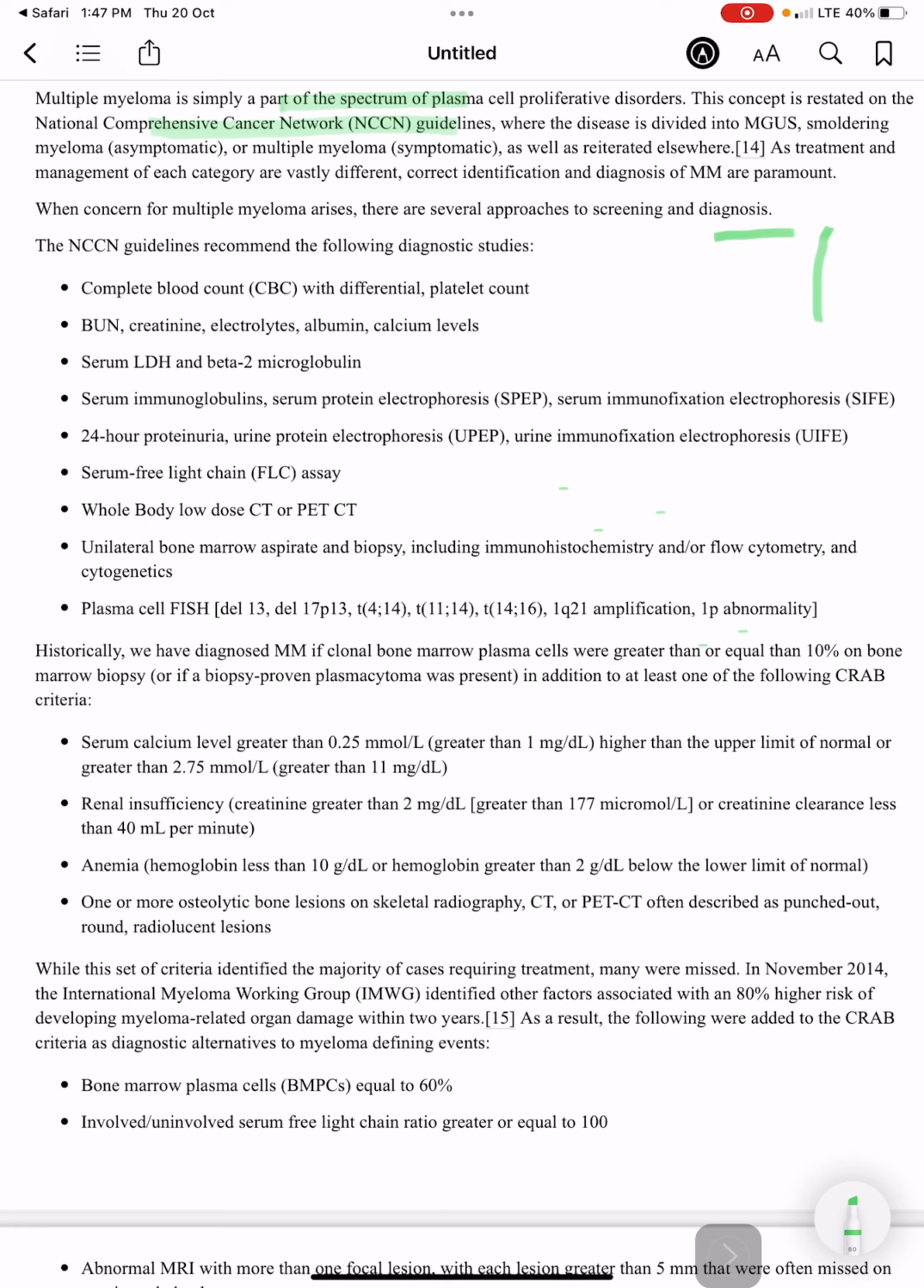So the disease is divided into MGUS, monoclonal gammopathy of undetermined significance, smoldering myeloma, which is asymptomatic, or multiple myeloma, which is symptomatic. Treatment management of each category is vastly different, and correct identification and diagnosis of multiple myeloma are paramount. When concern for multiple myeloma arises, there are several approaches for screening and diagnosis.